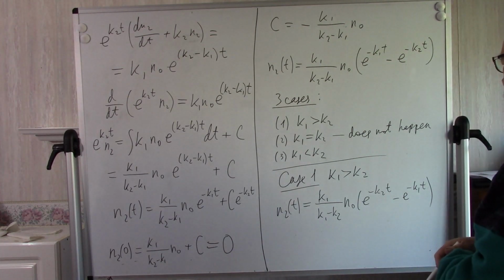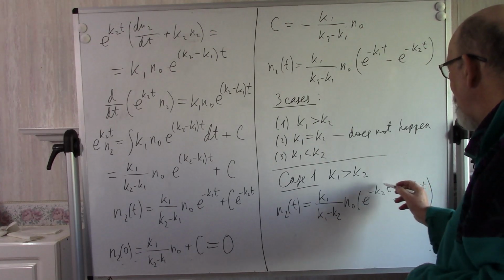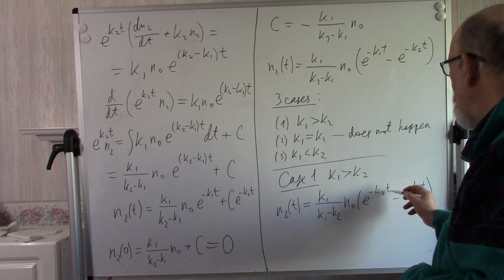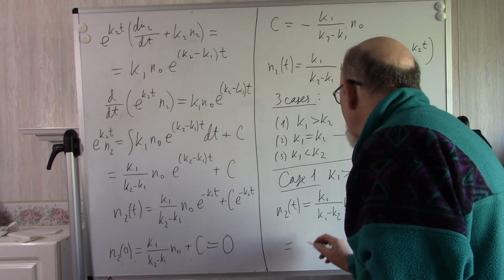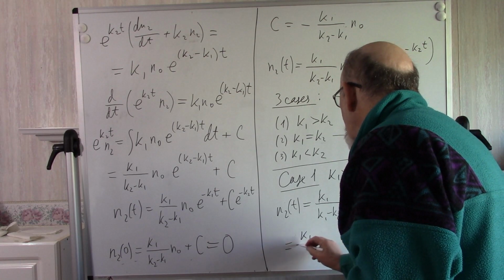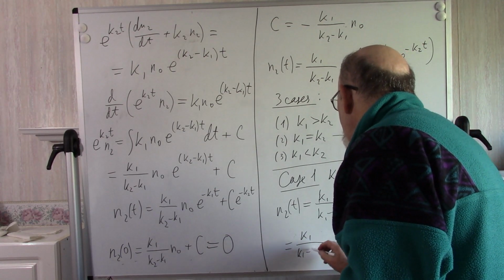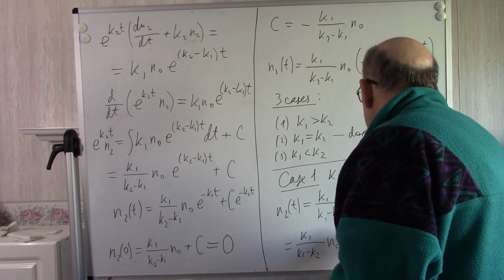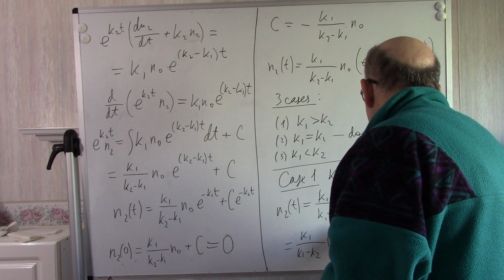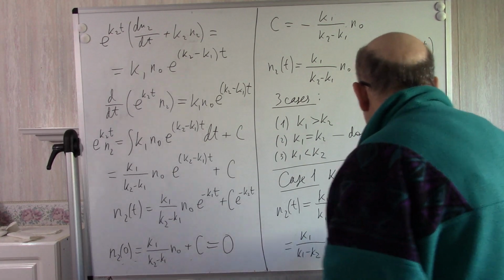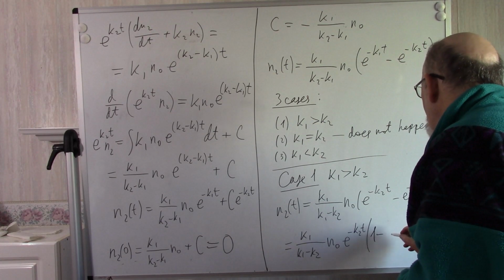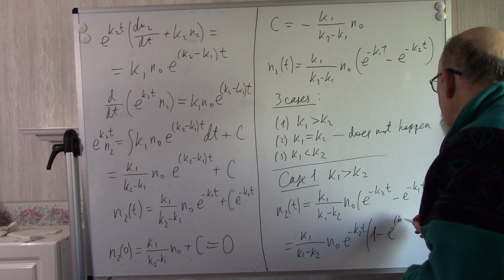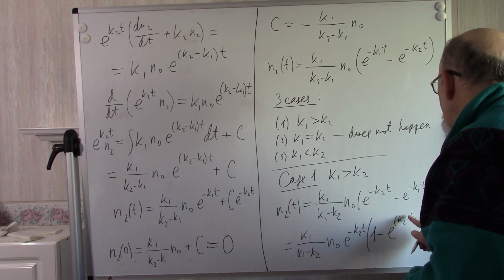And let us divide by e^(-k2 t). So let us transform it a little bit: k1 N0 over (k1 minus k2), now it is positive, times e^(-k2 t), and here will be 1 minus e^((k2-k1)t).